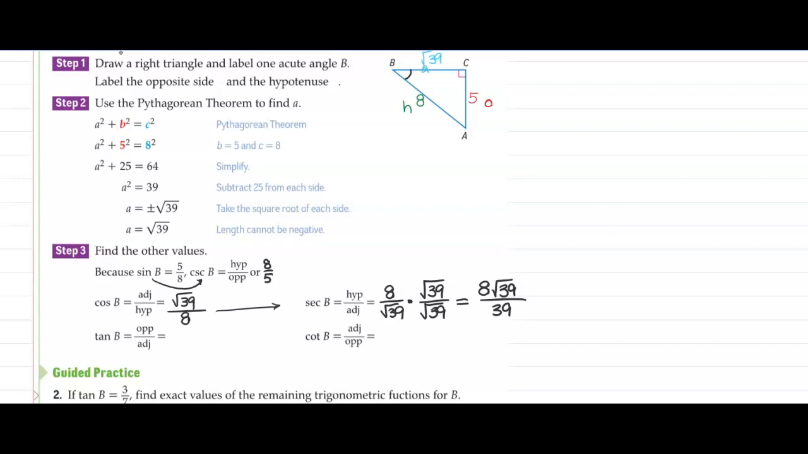The tangent is going to be the opposite over the adjacent, TOA, 5 over radical 39. We need to rationalize that again by multiplying by radical 39 over radical 39. We get 5 radical 39 over 39. For the cotangent, I need to flip this, but I don't want to flip it in this state. I actually want to go back to what I started with. So I end up with radical 39 over 5. It's much simpler. It's a little bit of a shortcut.